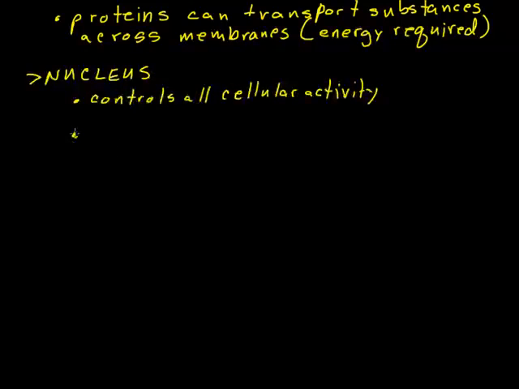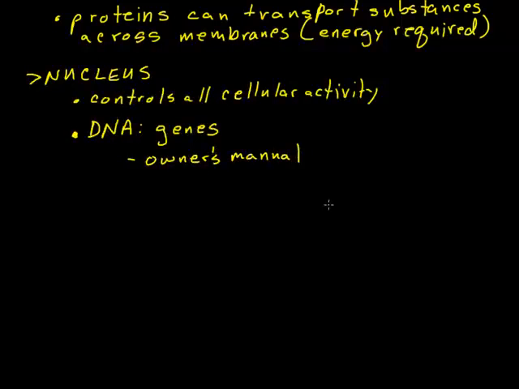It controls it because it contains all of the so-called genes of the cell. And the genes are stored in the form of what we call DNA. DNA, basically, we can think of it as being the so-called owner's manual for this cell. Now, what I mean by owner's manual is that everything that this cell, or in fact the entire plant, might need to do, the instructions for how to do it are found in the form of this owner's manual. The owner's manual is written in DNA.